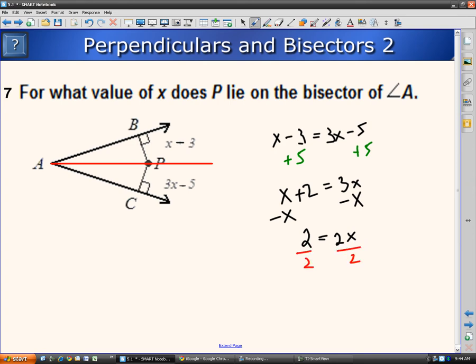Well, let's see. If I put 1 in here, that length is actually -2. If I put 1 in here, that length is -2. It doesn't make much sense, but it is what it is, so that's the way we're going with it.